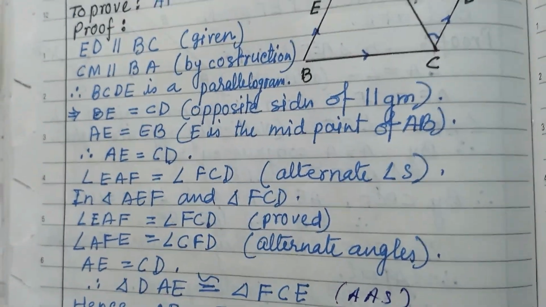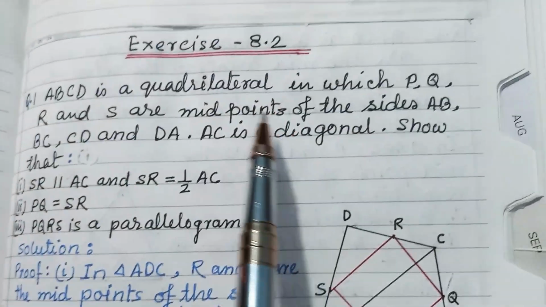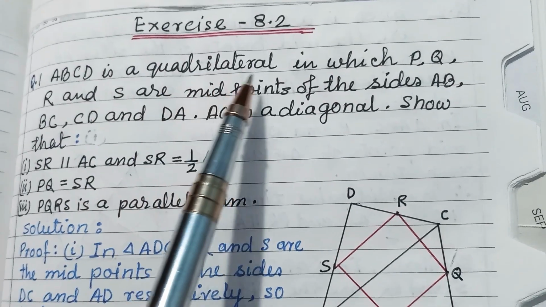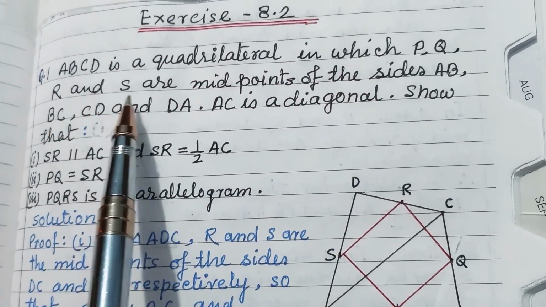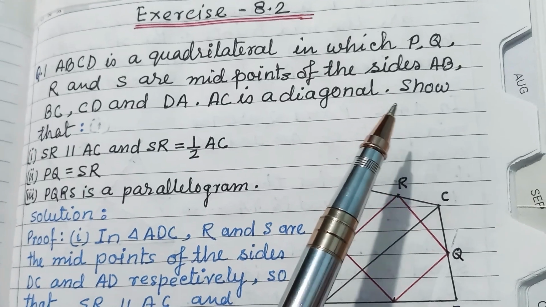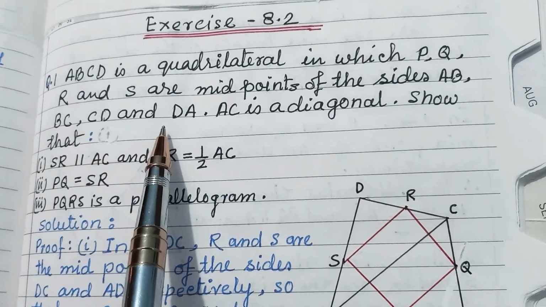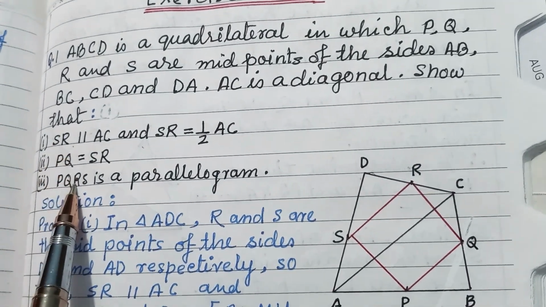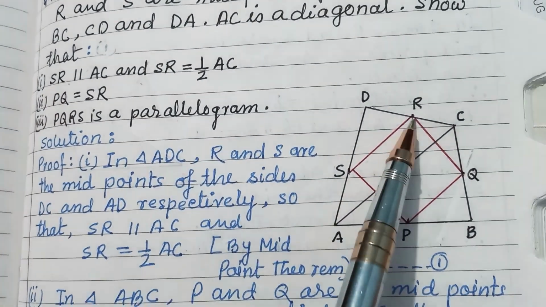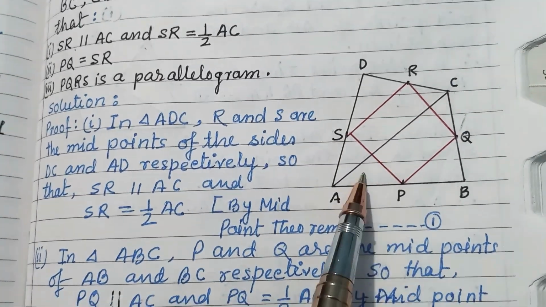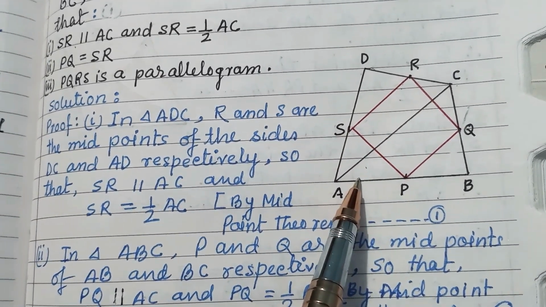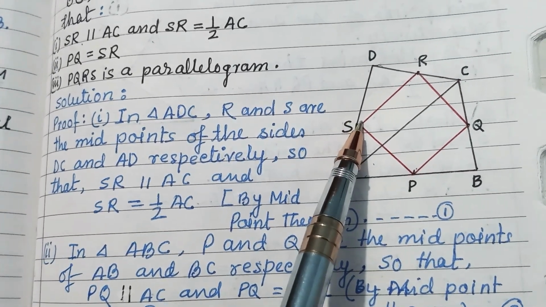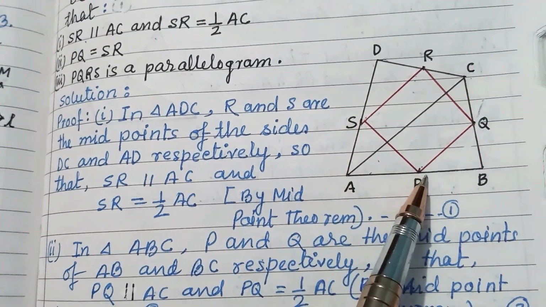Next, exercise 8.2. In exercise 8.2, question number 1: ABCD is a quadrilateral in which P, Q, R and S are the midpoints of the sides AB, BC, CD and AD. AC is a diagonal. Show that, first, SR is parallel to AC and SR is half of AC. Next, PQ is equal to SR, and the fourth one, PQRS is a parallelogram.